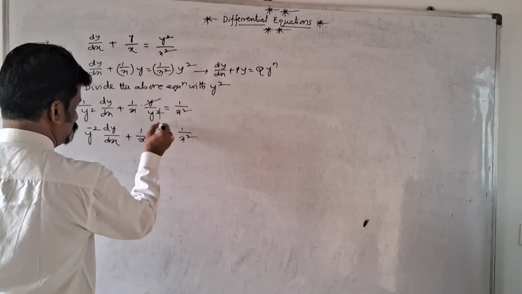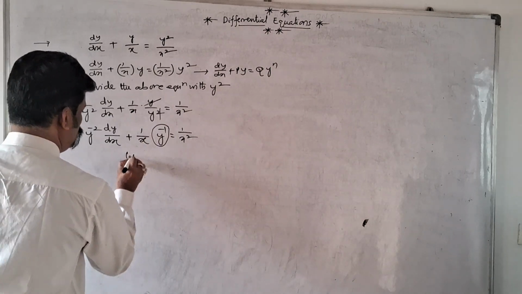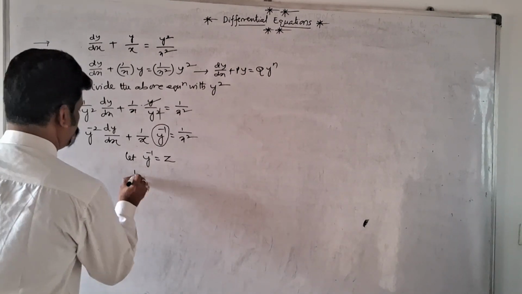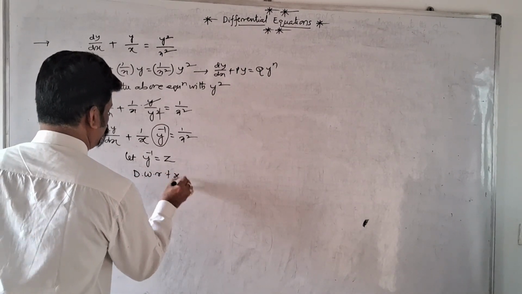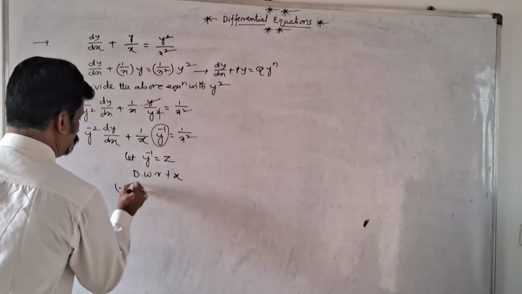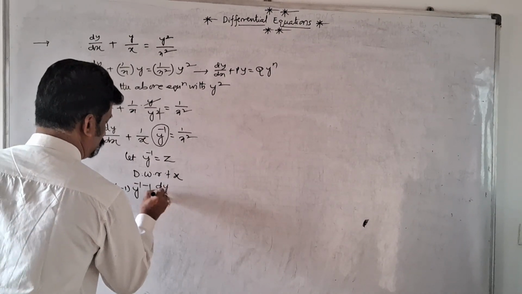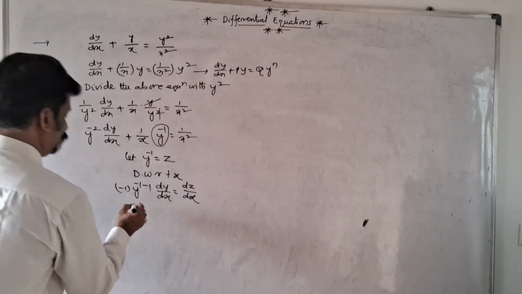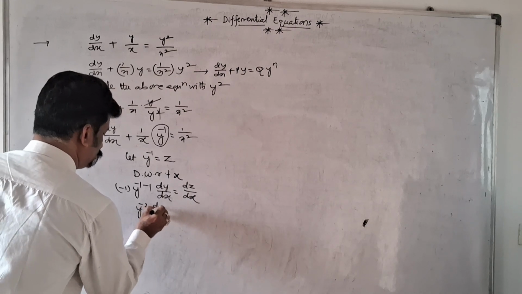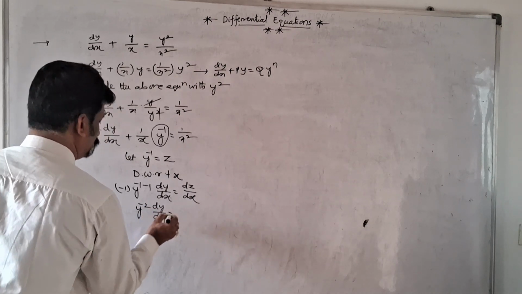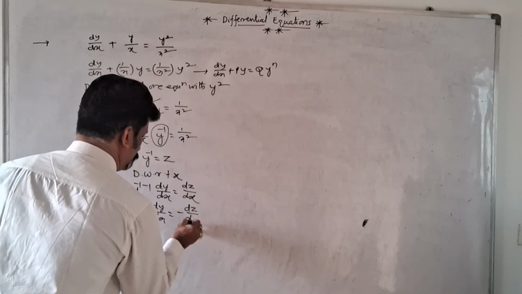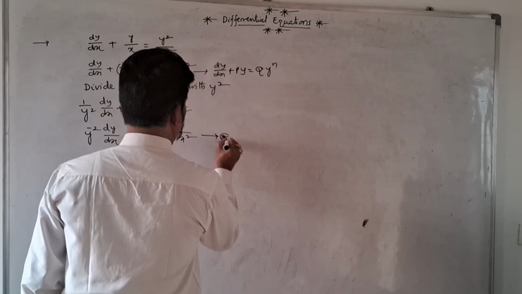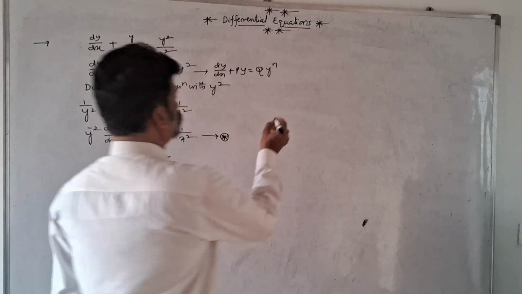Now let y^(-1) = z. Now differentiate with respect to x. So this implies -1·y^(-2) dy/dx = dz/dx. Now this implies y^(-2) dy/dx = -dz/dx. So this is equation number star.